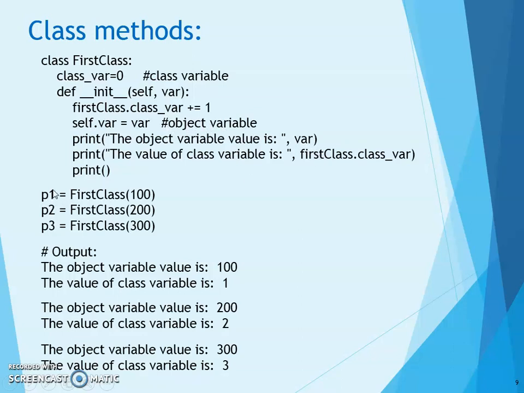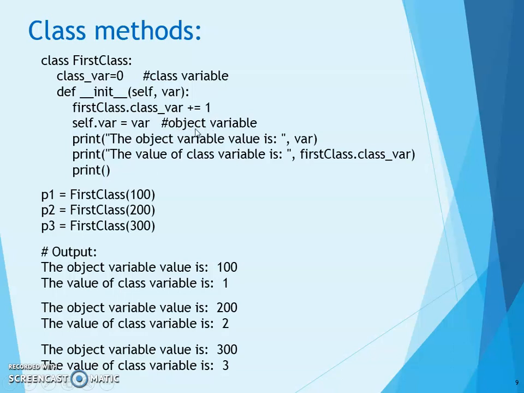So whenever the first object is created and we are passing this 100 value, as soon as this object is created, this init method will be executed. So in this init, this 100 will be passed here. This will be executed when the object is created. So when this first line is executed, this class variable value will be incremented by 1. And as this is a class variable, it will reflect in the other objects also.